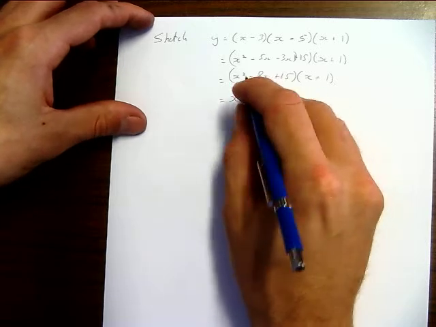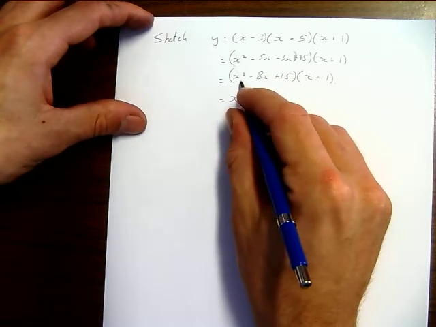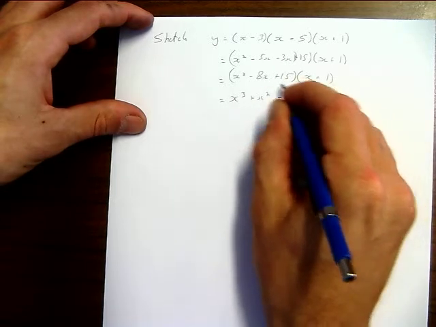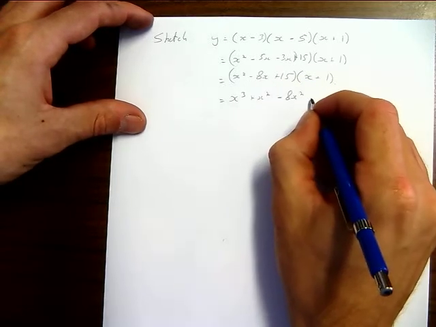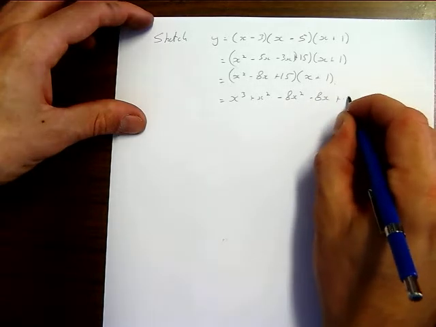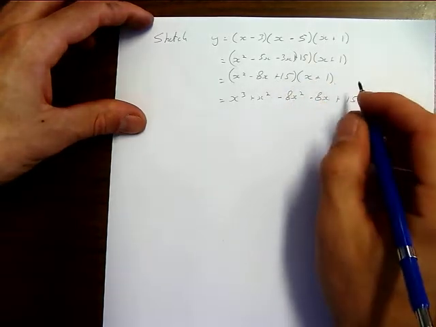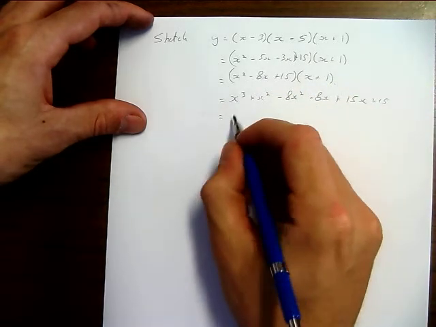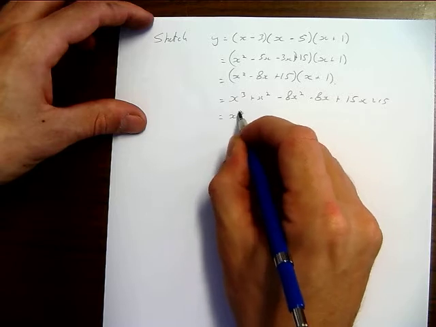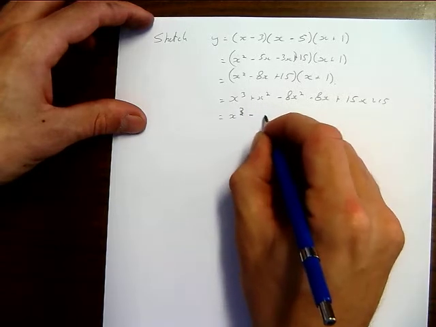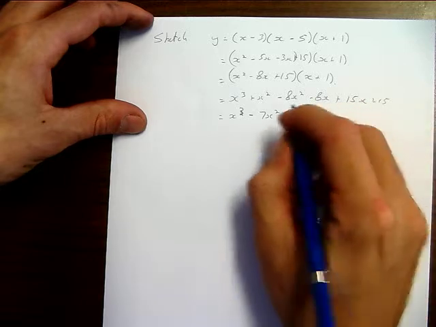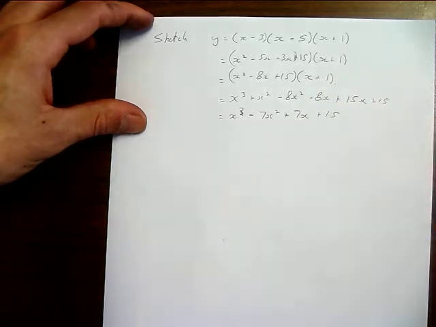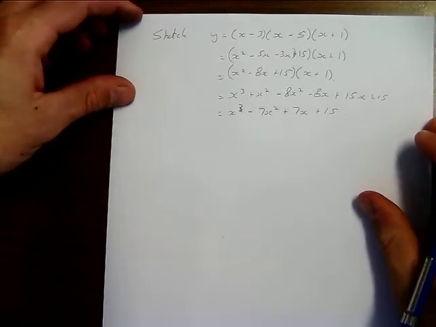Which is x cubed plus x squared, take 8x squared, take 8x plus 15x plus 15. I hope that's right. That would be embarrassing if it was wrong. So we have x cubed, take 7x squared plus 7x plus 15. Does that look right? Yeah. So it worked out okay.